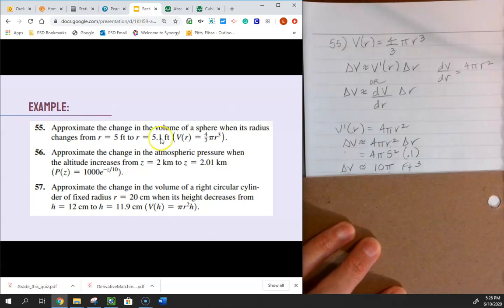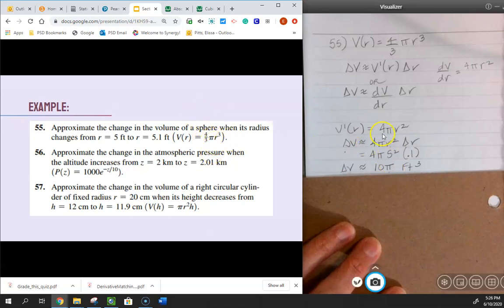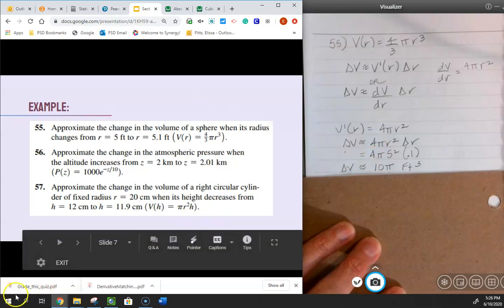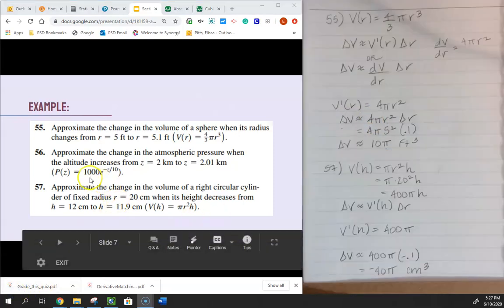If you wanted the exact change in volume, you would substitute V of 5.1. You would put 5.1 in here, find that value, then put in 5, find that value, and subtract the 2. And so this is a little less complicated than that, and it's an easy approximation. So I skipped 56, went down to 57, very similar problem.